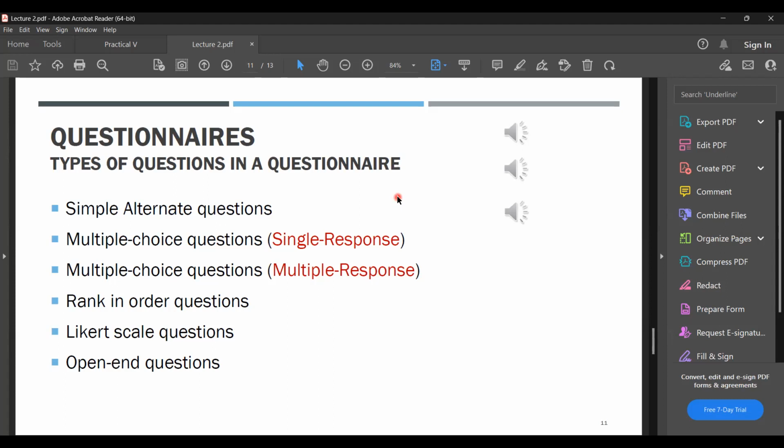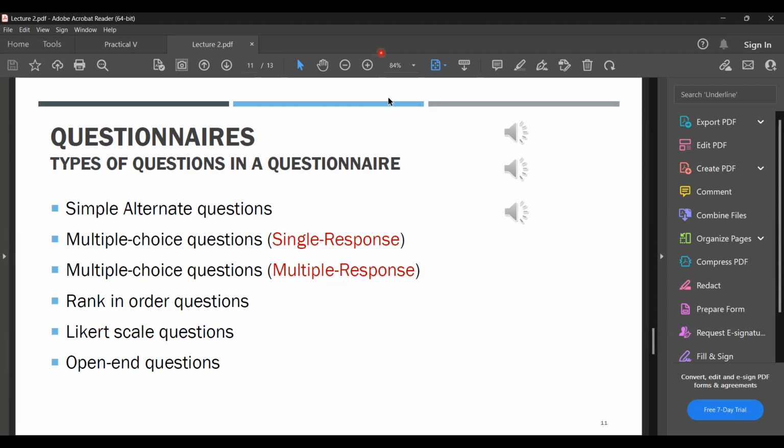However, in a questionnaire, you can see these kinds of questions. The first one is the simple alternative questions. That means yes, no questions. In simple alternative questions, there are two choices, yes, no, likewise. And sometimes there may be multiple choice questions. That means you have to select a response from out of 3 or 4 multiple answers. Sometimes there may be multiple choice questions with a single response, or multiple choice questions with multiple responses.